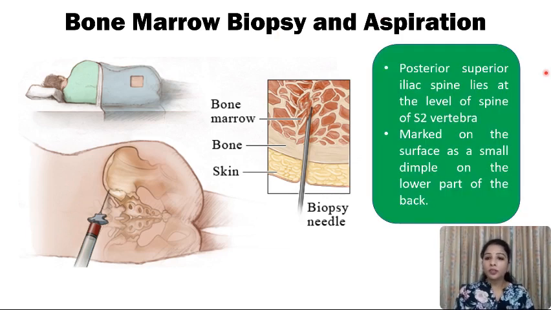The commonly used site for injecting the needle is the posterior superior iliac spine from the posterior side, which lies at the level of the second sacral vertebra and is marked on the surface as a small dimple on the lower part of the back.